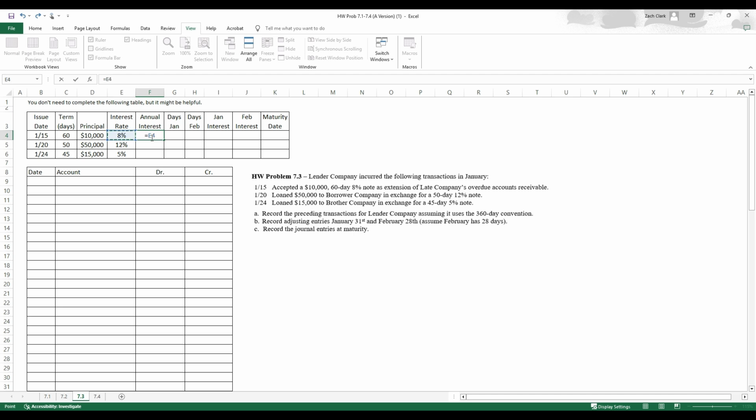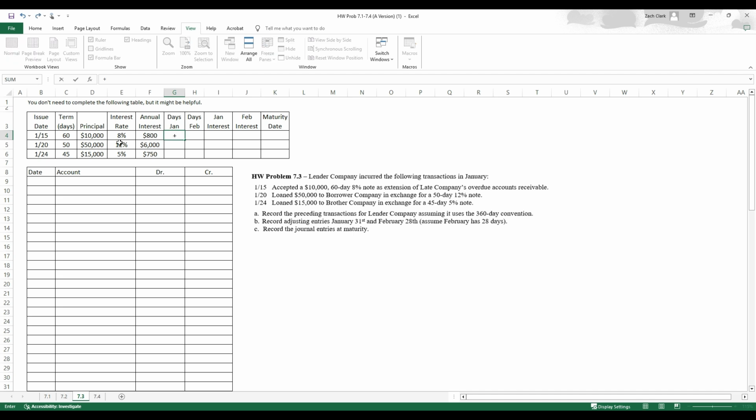Annual interest, remember, is just taking your interest rate times the total principal. So if the loans were outstanding a whole year, you would have earned $800. Just drag that down. This one you would have earned $6,000. This one we would have earned $750. And then the days in January.